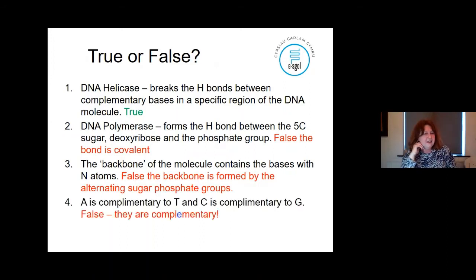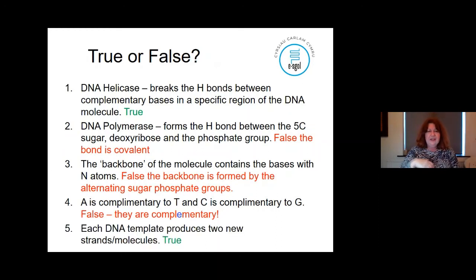Number 4, this is a bit of a trick one, this was. I deliberately put a spelling mistake in there for you because this is something that lots of people do. They spell complementary as if they're giving somebody a compliment, and it's not. It means complementary, the way they fit together. So sorry about that, but that was false.